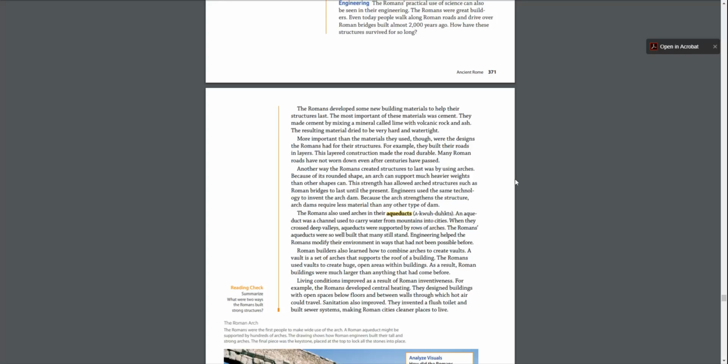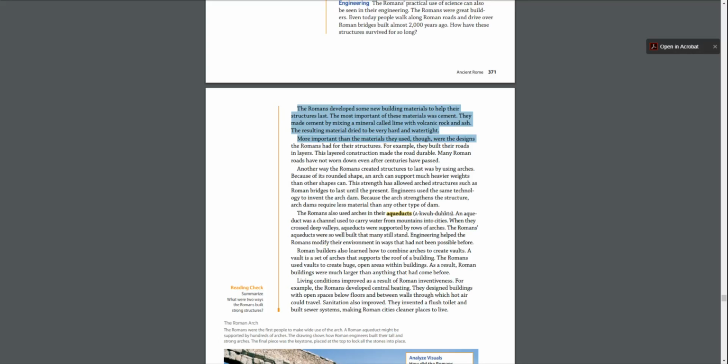So one of the first things that you need to know about is cement. The Romans invented cement, which allowed their buildings to be very sturdy and they lasted a very long time. So cement's really important for that. If it hadn't been for cement, a lot of the Roman buildings that we still get to look at today probably wouldn't be here.